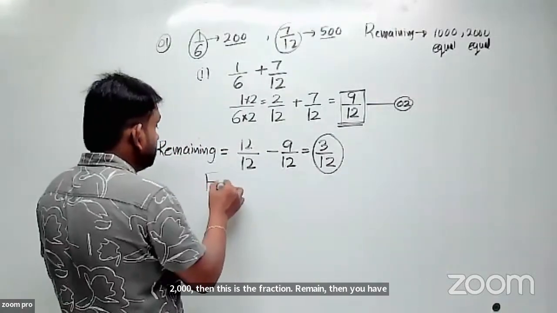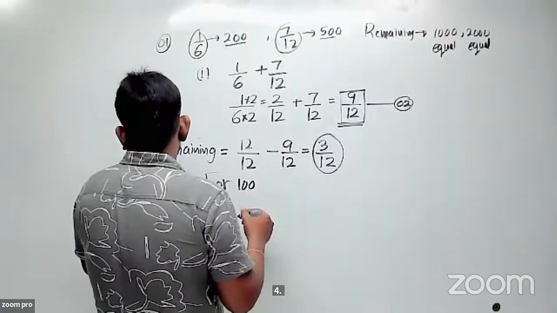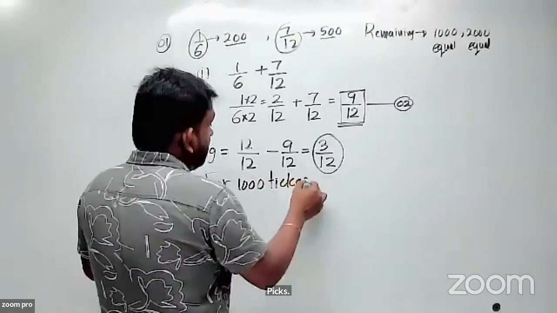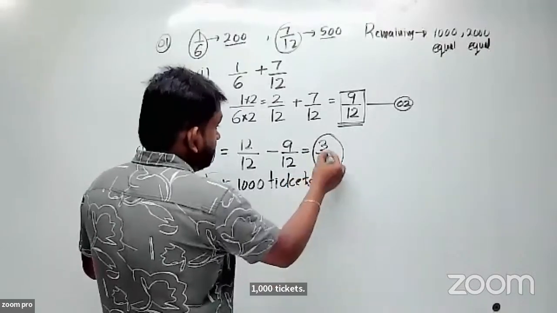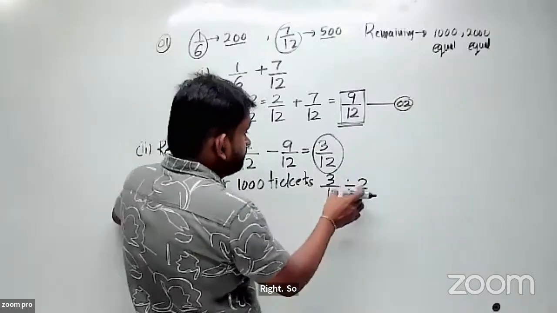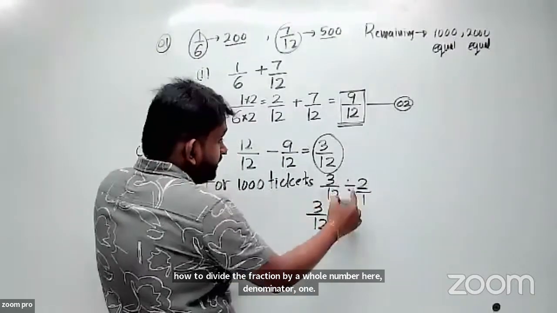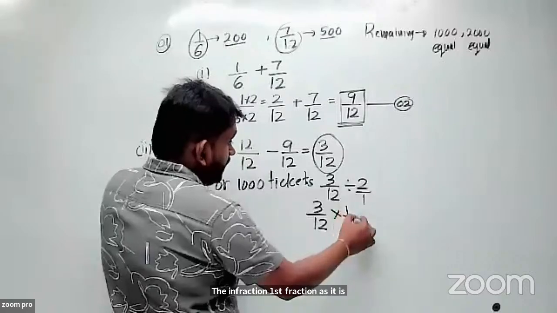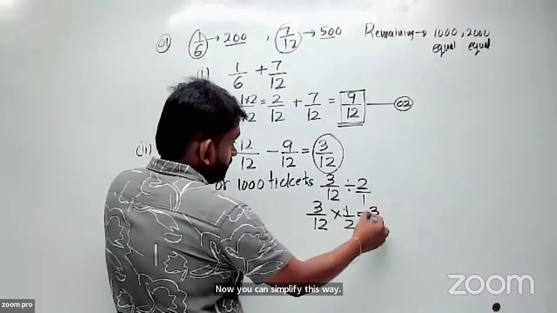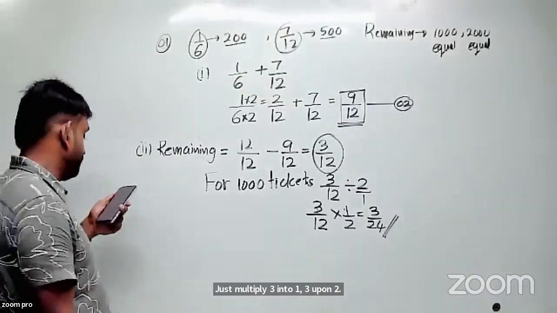So the 1,000 tickets shall be half of that, right? So 3 upon 12 divided by 2. How do you divide a fraction by a whole number? Keep the fraction as it is, change division to multiplication, and take the reciprocal: top 1, bottom 2. Now multiply 3 into 1, and 12 into 2: 3 upon 24. So that is the fraction for the 1,000 tickets.